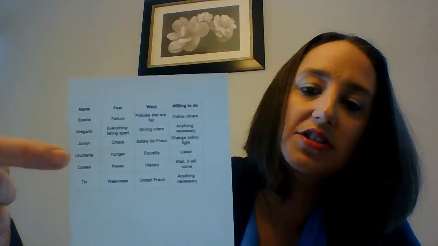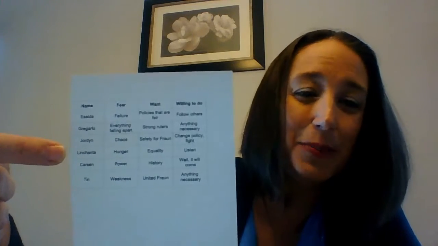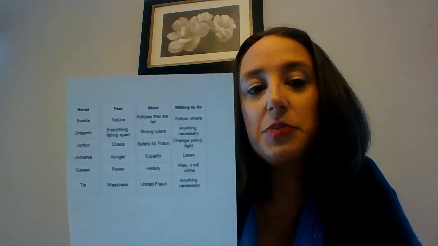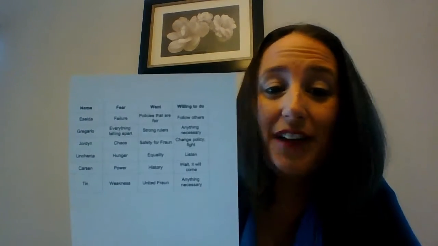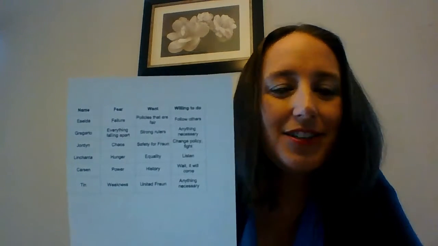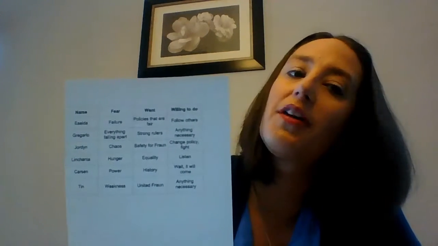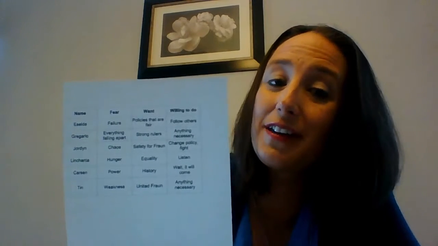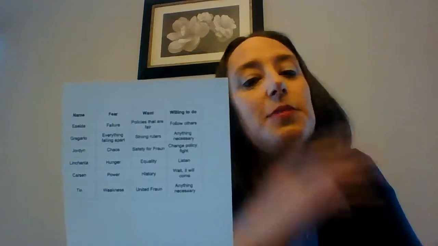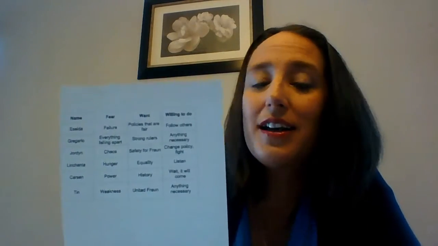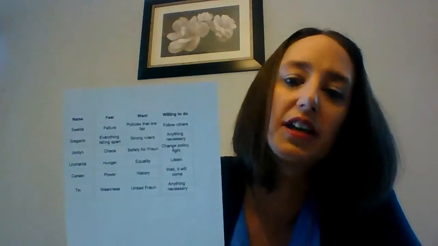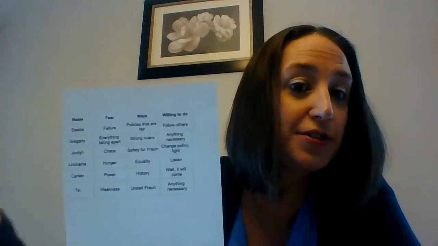Let's jump down here to Linchanta, who is a background character who appears in maybe 4 scenes in the first book. She's afraid of hunger. She's experienced real, true hunger before in her life, and she doesn't want to do that again. What does she want? She wants equality. Linchanta is not a royal. She wants people of the realms who don't have royal blood to feel equal. So what's she willing to do to get that equality? She's willing to listen. She'll listen to the people in charge. She'll listen to the people who are hurting. She'll just listen. You can see how this information can really help you feel like you know a character, and it can help guide your decisions.